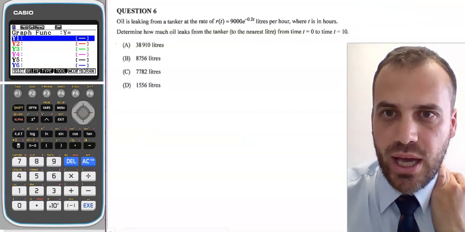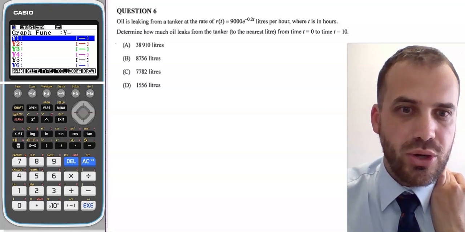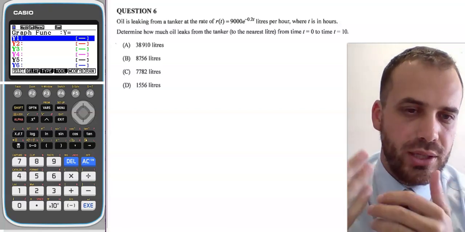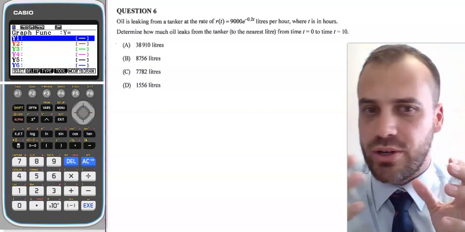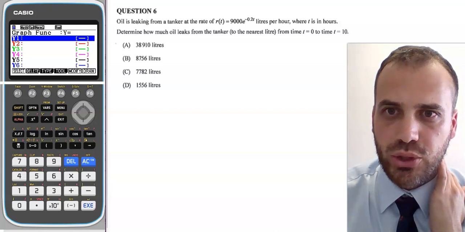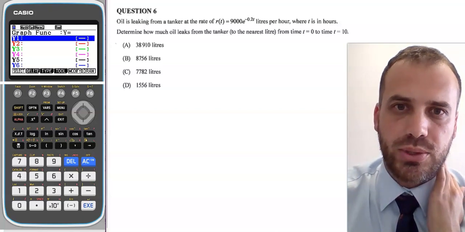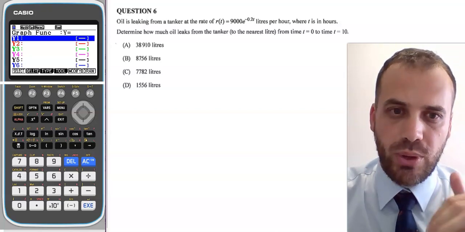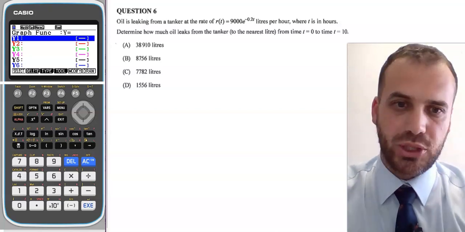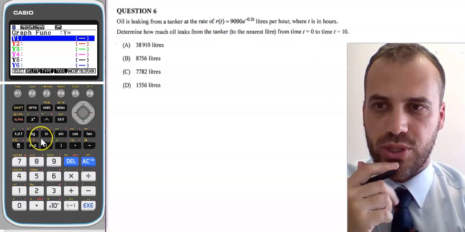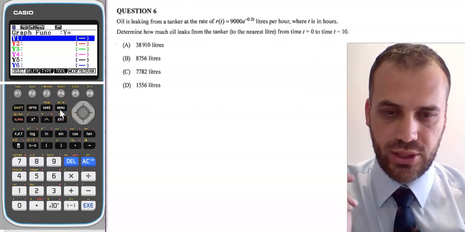Oil is leaking from a tanker at a rate of this. All right, so we've been given a rate function. So that might give you a hint that you might be looking at integrals, areas under curves, things like that, if you've got a rate. Okay. Determine how much oil leaks from the tanker between t equals 0 and t equals 10. All right, so it is a rate question where we're finding the area under the curve to find how much liquid has leaked out. So really straightforward question because we're just going to graph it on our calculator.